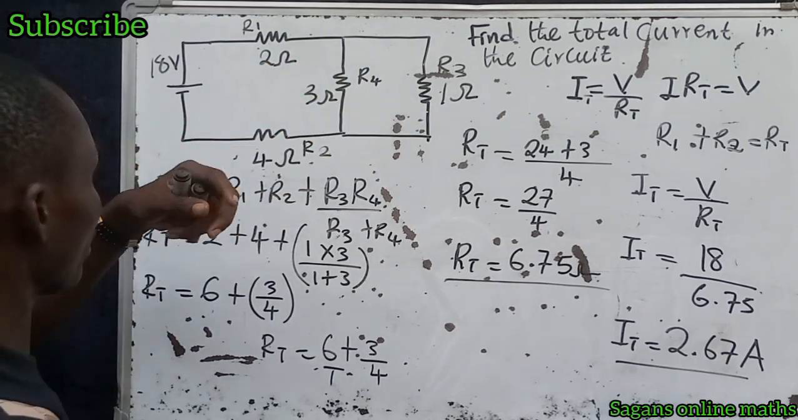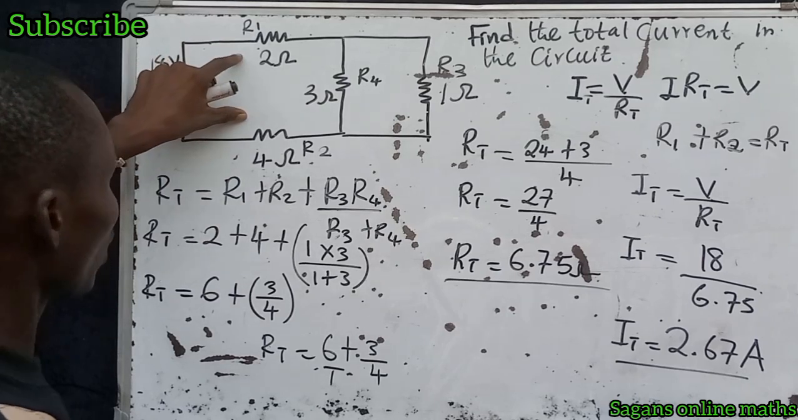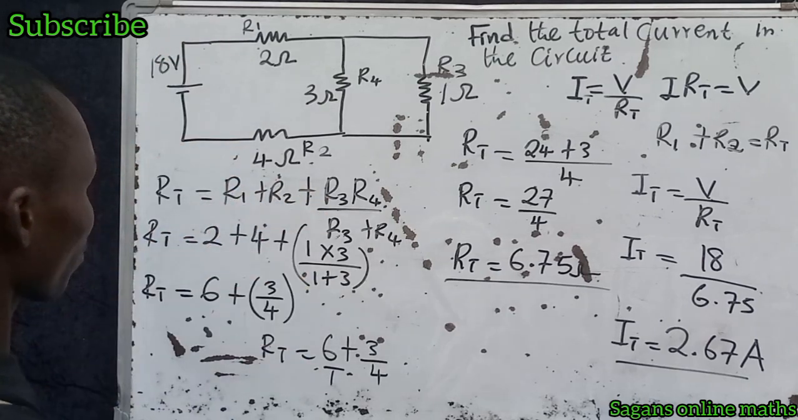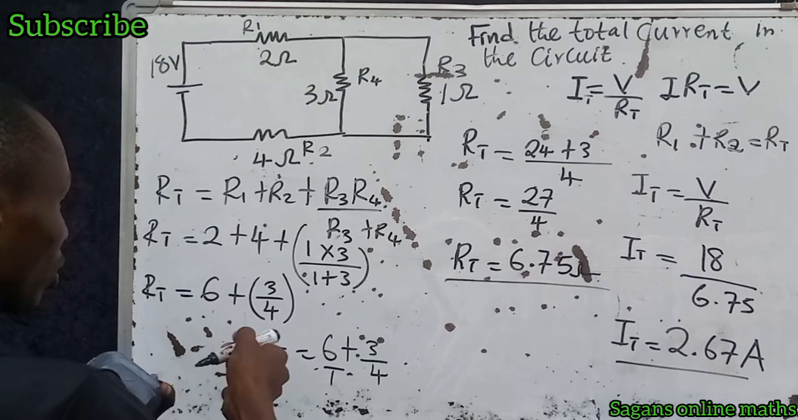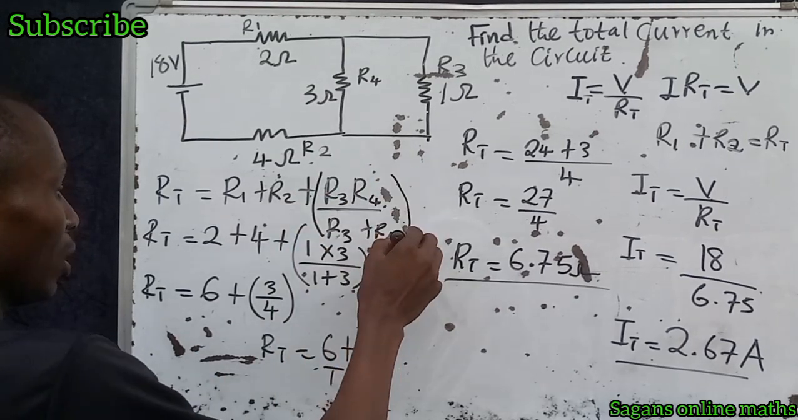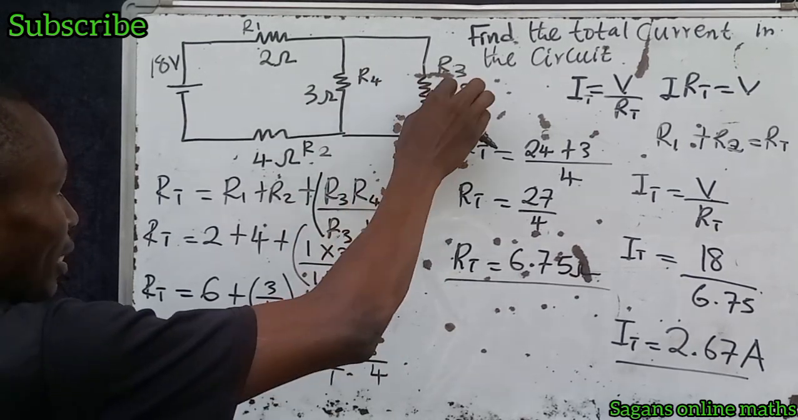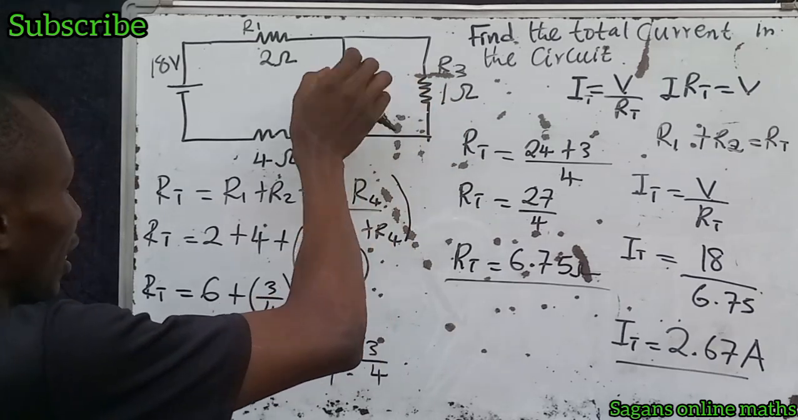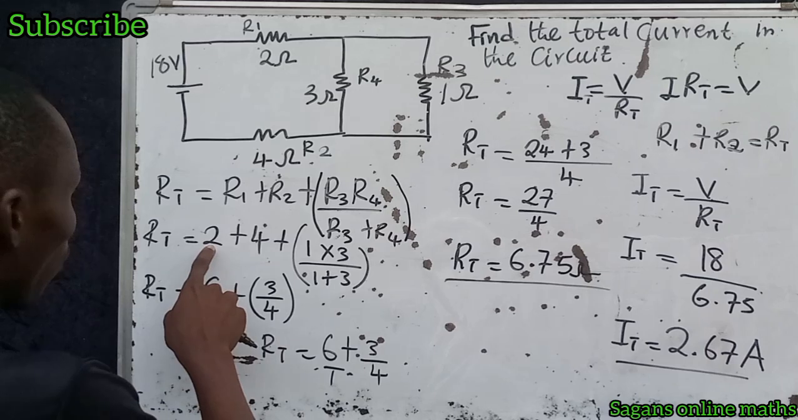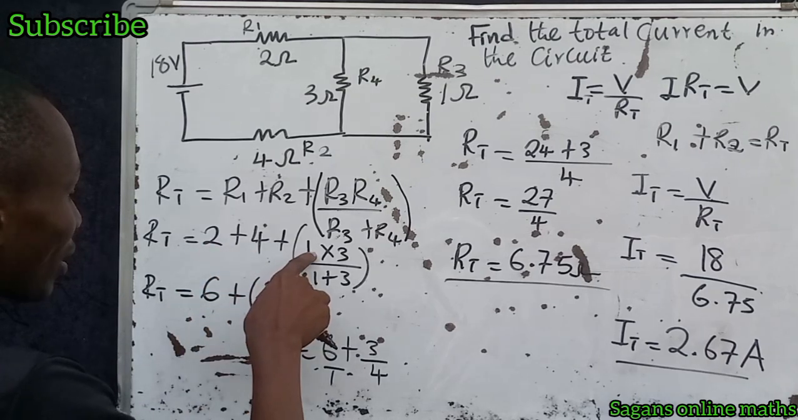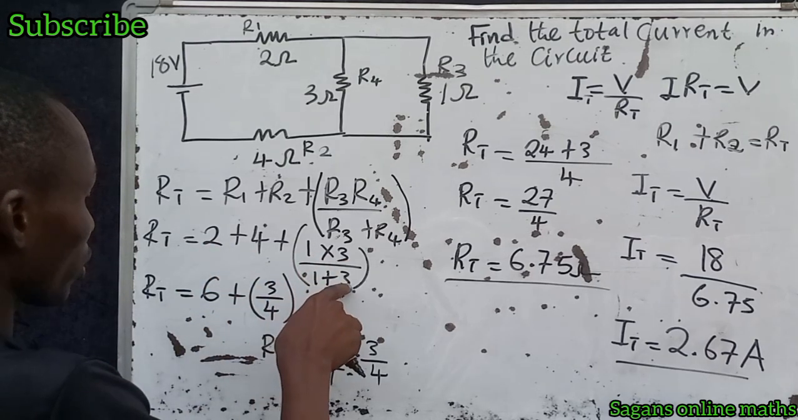So you can see that by definition of this, we have to know the formula of series. The formula of series, look at R1 plus R2 plus, you can put this in a parenthesis, it's not bad. This is in parallel. These are in parallel, right? Because R3, R4 are in parallel, and R1, R2 are in series. So 2 plus 4 gives us 6. 1 times 3 gives us 3. And 1 plus 3 gives us 4.